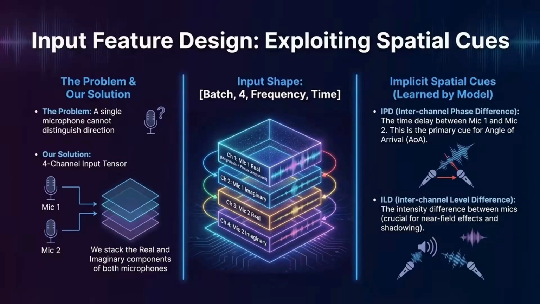Input feature design. We use a 4-channel tensor where we stack the real and imaginary components of both microphones to explicitly preserve the inter-channel phase difference (IPD). Since sound travel time varies, the IPD acts as a compass, distinguishing the target at 90 degrees from interference at 40 degrees. For Task 2, we add a 5th channel called the inter-channel level difference (ILD), which provides robustness against reverb-induced phase smearing.